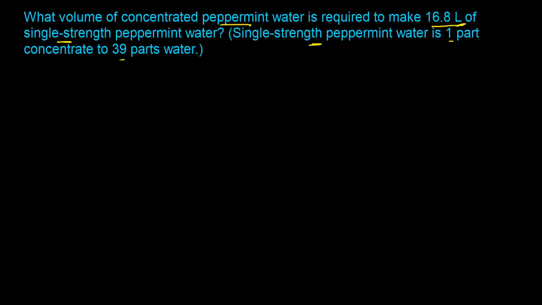So let's convert the 16.8 liters to milliliters. We recall that 1 liter is 1,000 milliliters. So the liters cancel out, and you end up with 16,800 milliliters. So that's the volume we want to make.